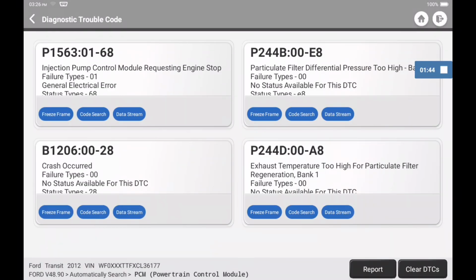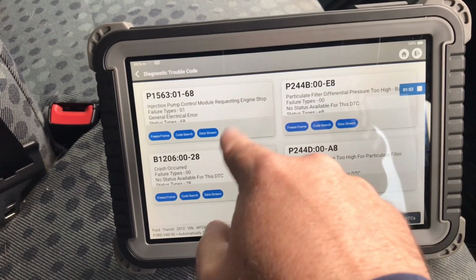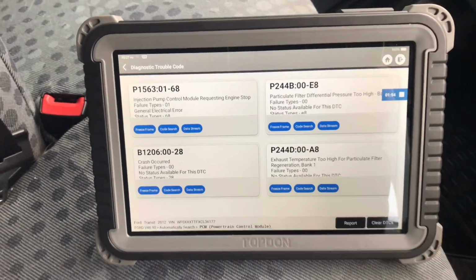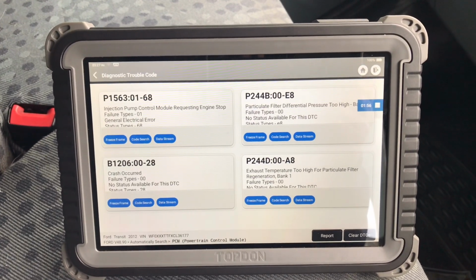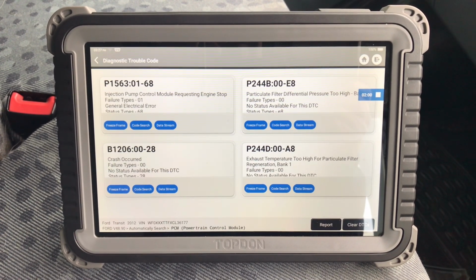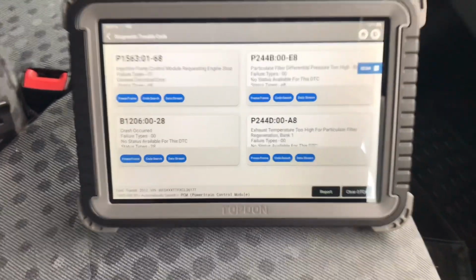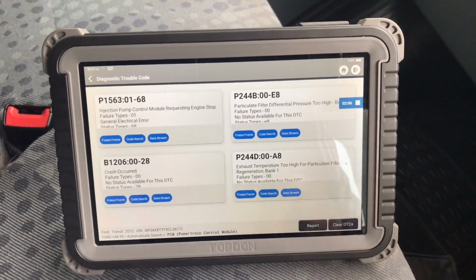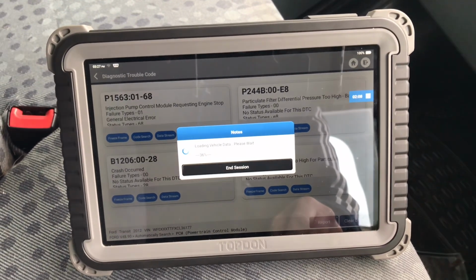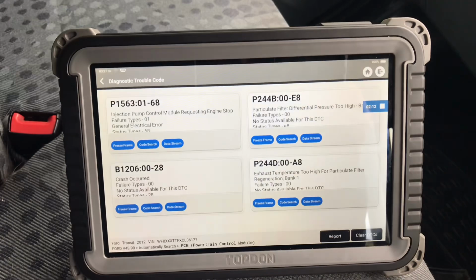Injection pump requesting engine stop. Crash occurred. So I think these two are a cause and that's an effect. I would think so. Particle filter, so it's blocked, and exhaust temperature too high for particle filter regeneration. So what we can do is go to the data stream here. Let's see if it's clever enough to take us right into the particle filter information.